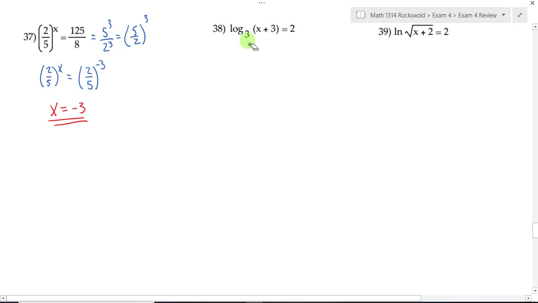On 38, we can't write 2 as a power of 3, so we've got to do something different to solve this equation. If there's only one log in the equation, what do we have to do to get the log out of the equation? Do you remember the definition of logs?